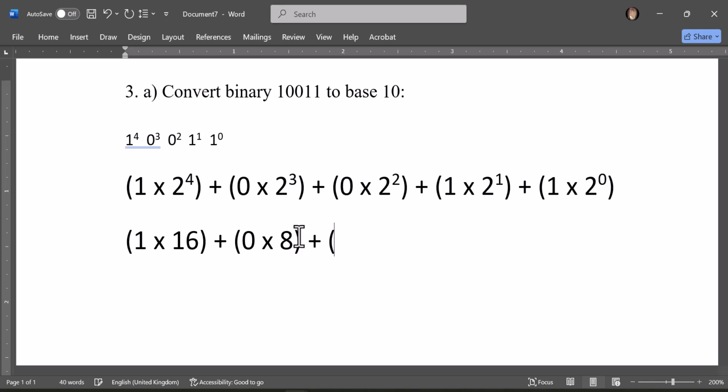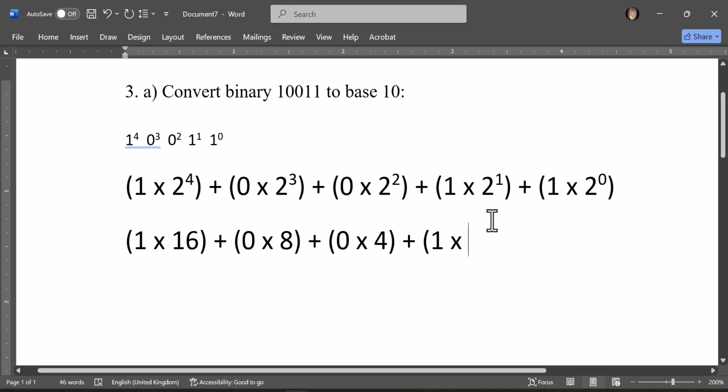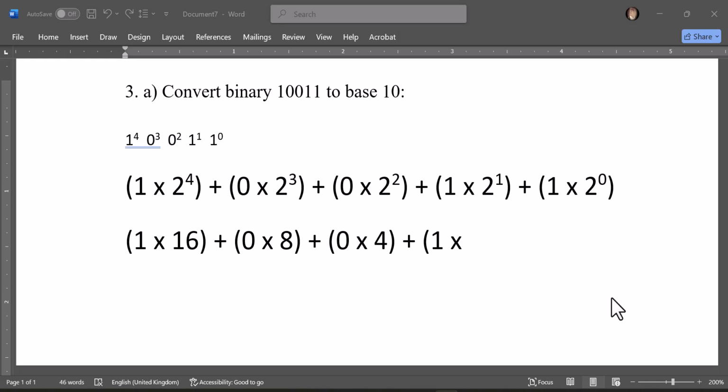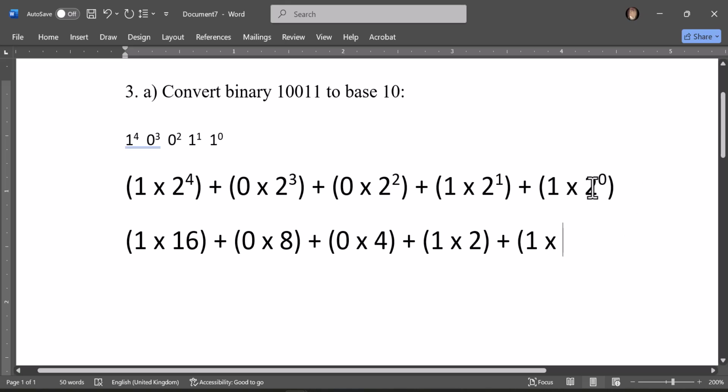Then plus what? Now the next one is 0. 0 times what? 2 raised to the power 2 is 2 to 4. Plus, then let's open another one times. So 2 raised to the power 1 is simple. It's 2. Then plus 1 times. Now 2 raised to the power 0 is what? Any number raised to the power 0 is 1. So just put 1 there. Simple. Now it is easier.